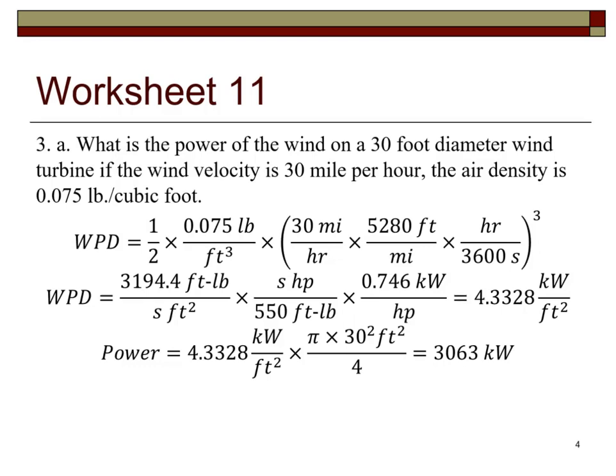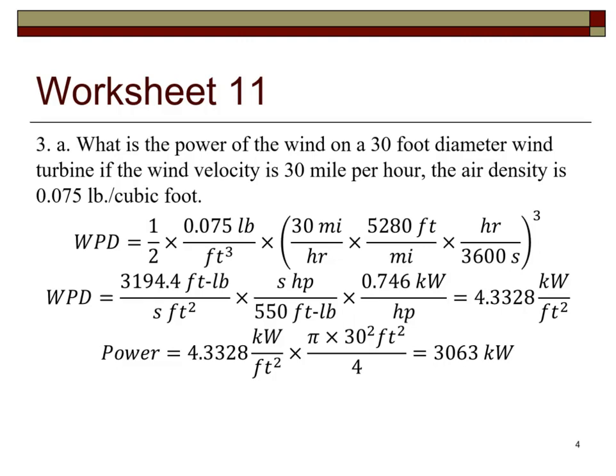We are to calculate the wind power density in pounds and feet. The density of air is 0.075 pounds per foot cubed. So the wind power density is equal to 1/2 times 0.075 pounds per foot cubed times, and we have to convert the miles per hour to feet per second. So it's 30 miles per hour times 5,280 feet per mile times hour over 3,600 seconds. So it's 3,600 seconds per hour, and that cubed.